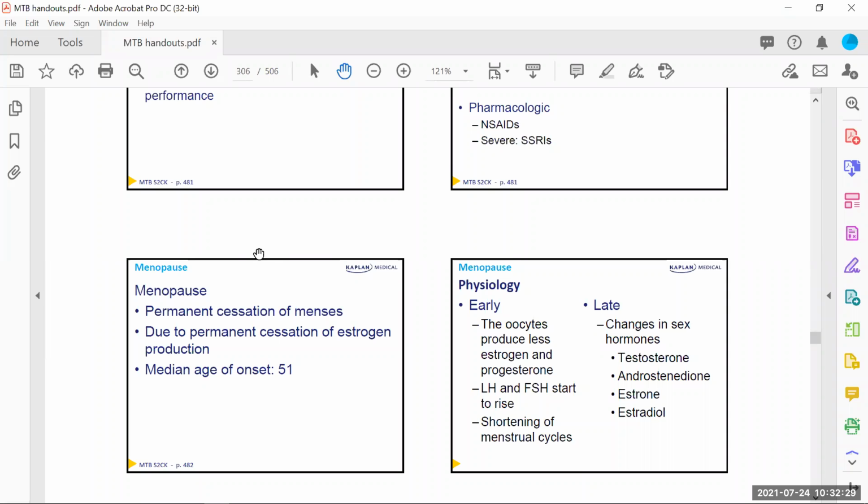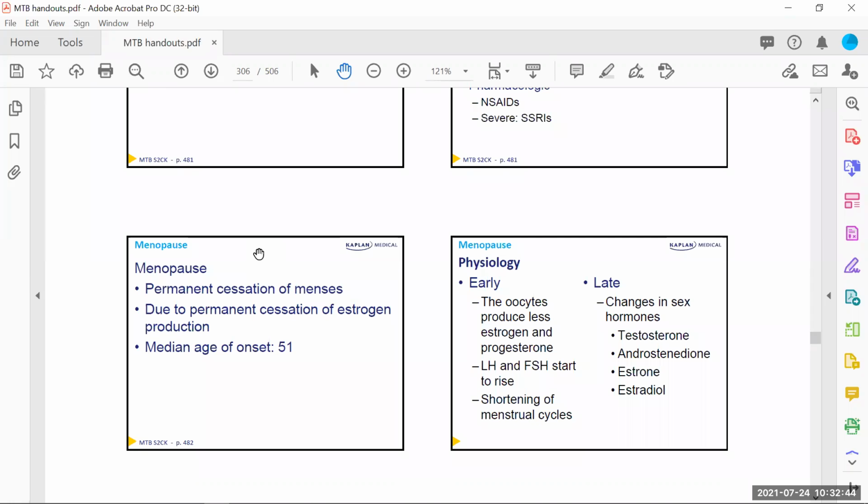We should not prefer HRT, but if it's really indicated, then we may opt for it. And median age should be 51 years of age. So what actually is the basic physiology behind this menopause? If we are saying early menopause, we have late menopause as well. So what do we mean by early menopause?